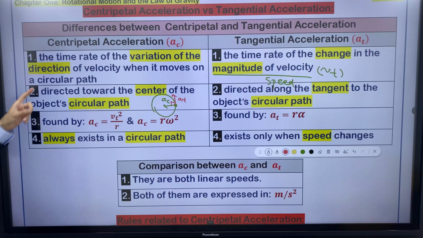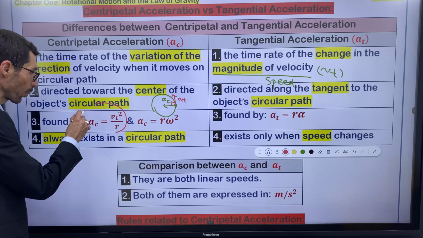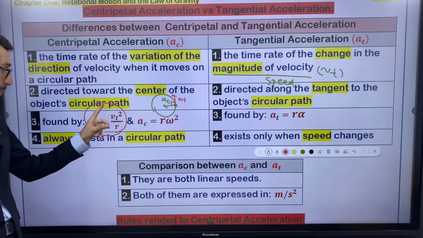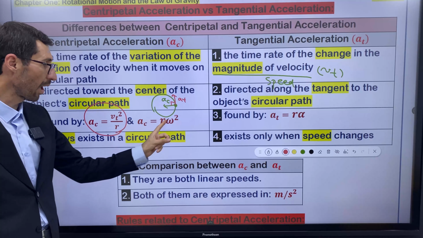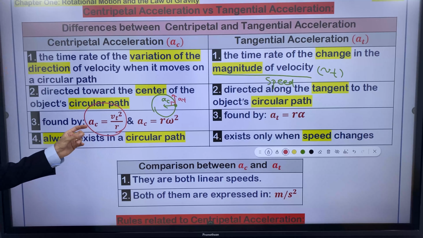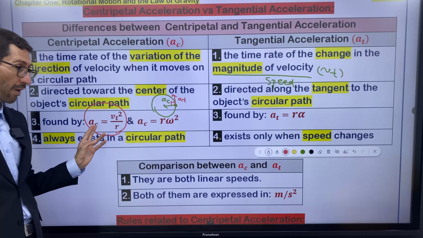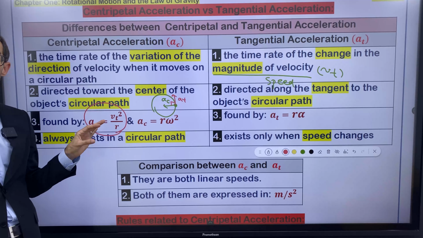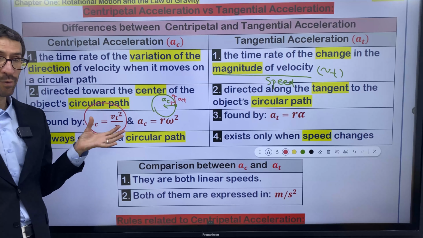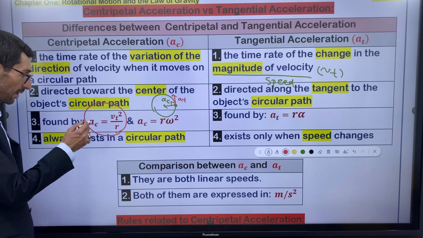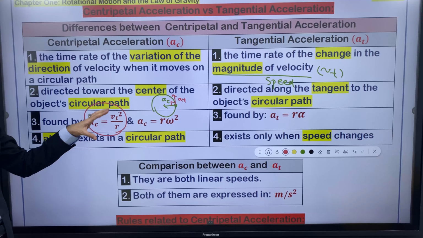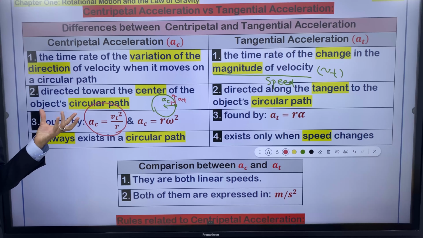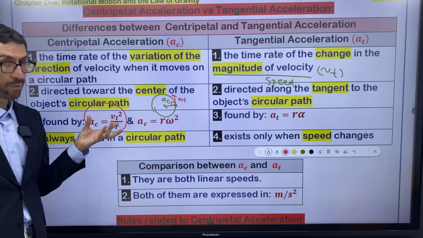The third difference: centripetal acceleration or AC is found by this equation. AC is equal to VT squared over R, and AC is equal to R omega squared. Teacher, where does this rule come from? In our textbook, it doesn't prove it for us. It just writes the equation directly. That's why you are not actually supposed to know the proof.